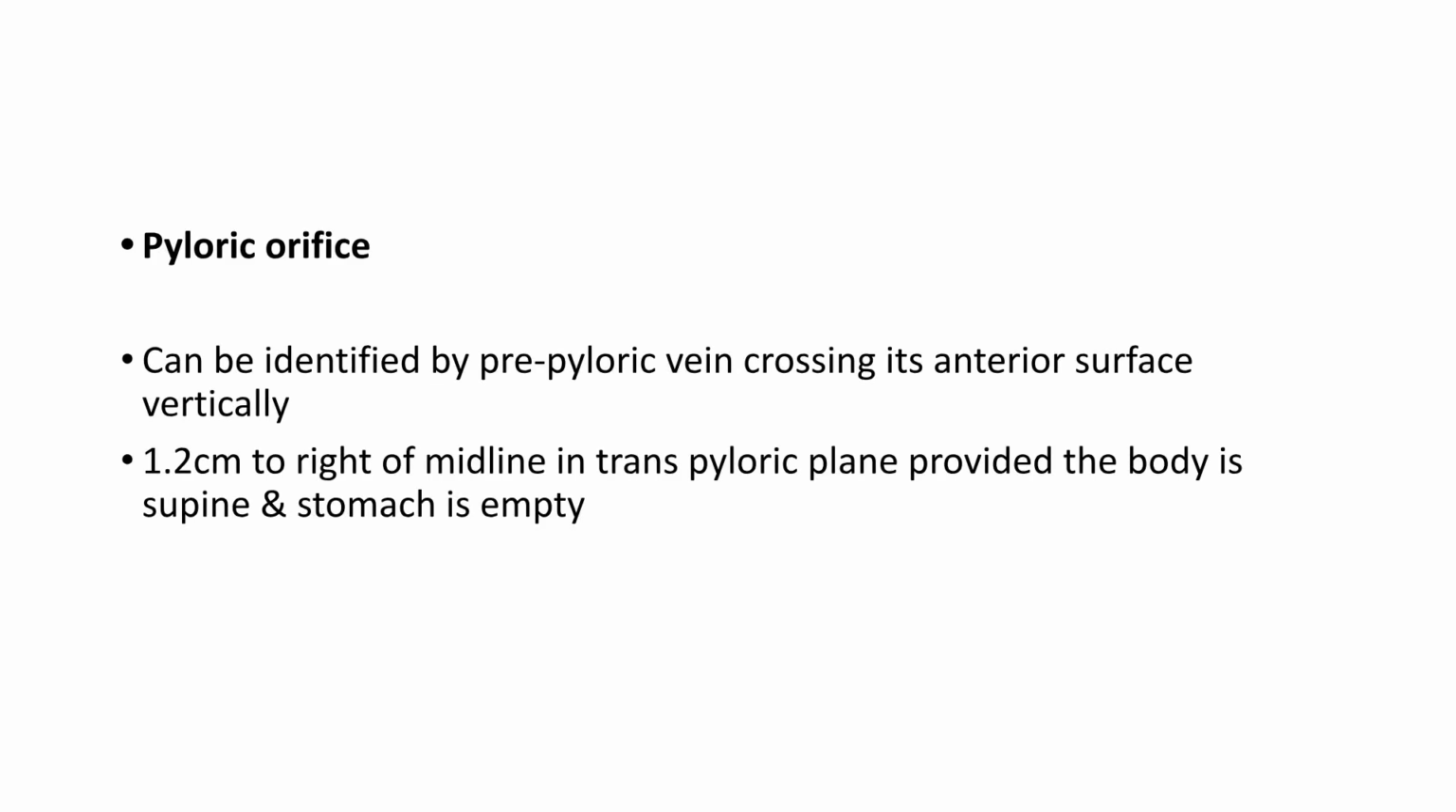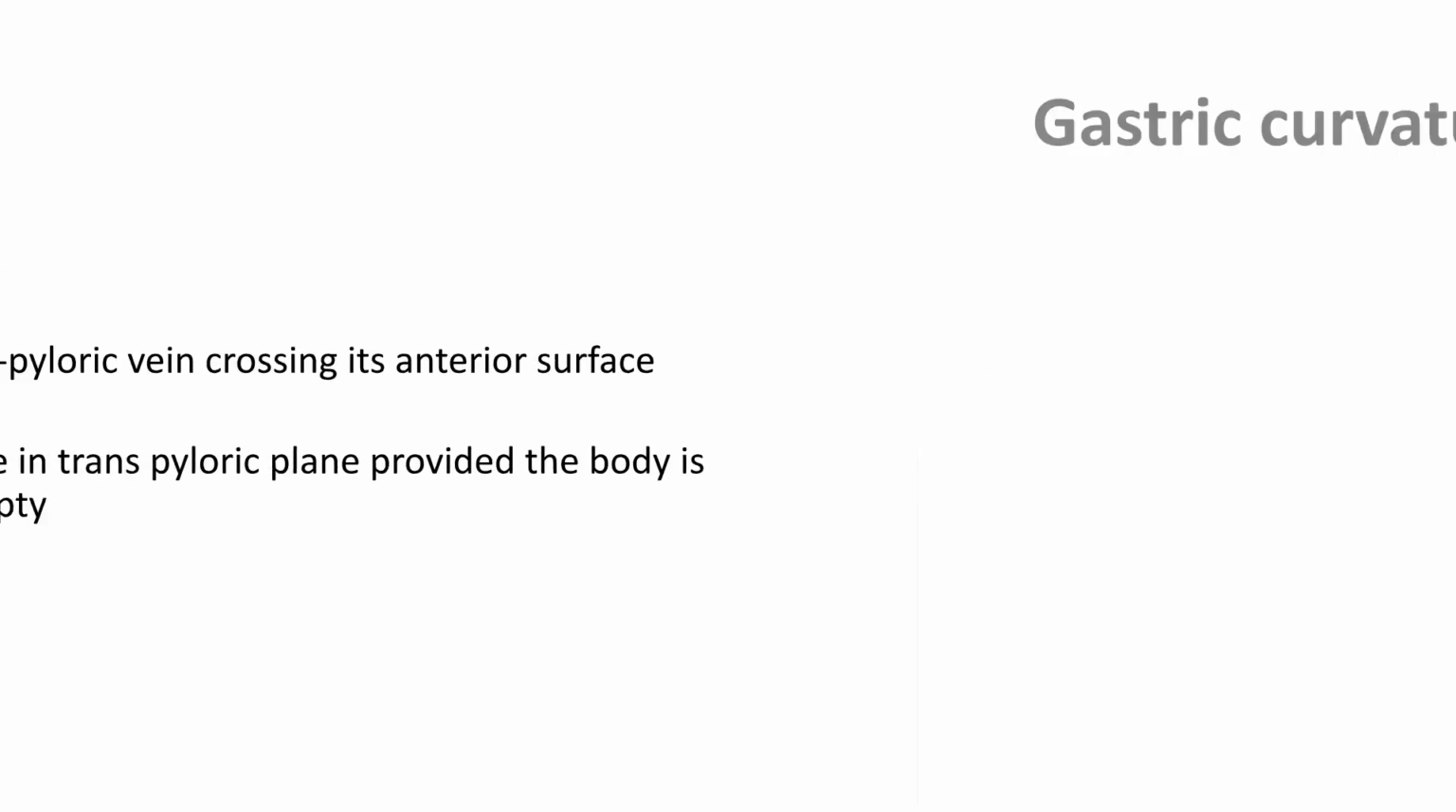The pyloric orifice can be identified by the prepyloric vein crossing its anterior surface vertically. It is located 1.2 centimeters to the right of the midline in the transpyloric plane when the body is supine and the stomach is empty.